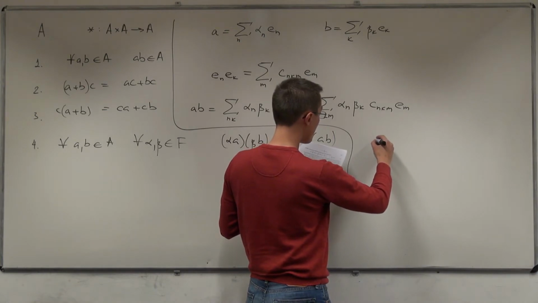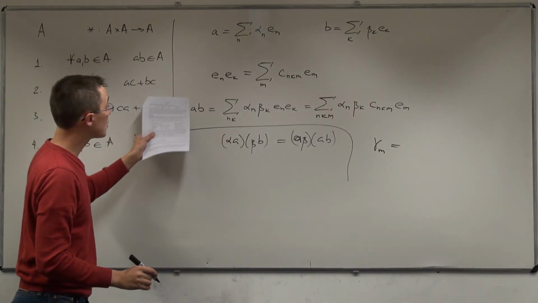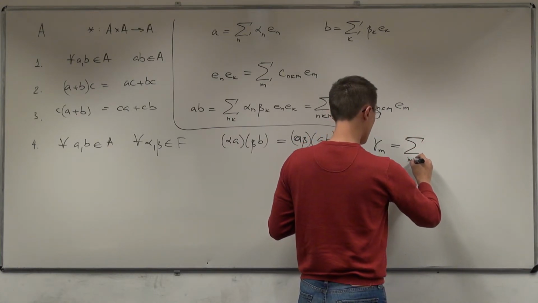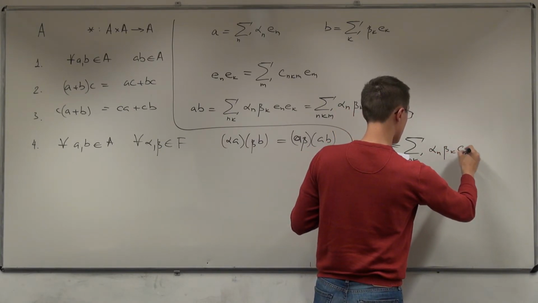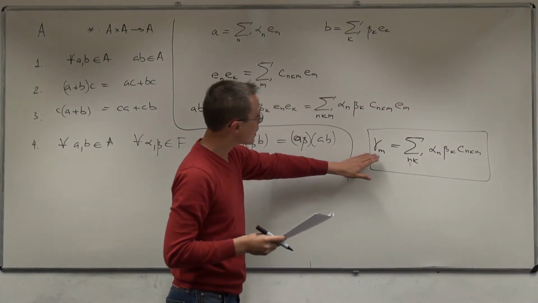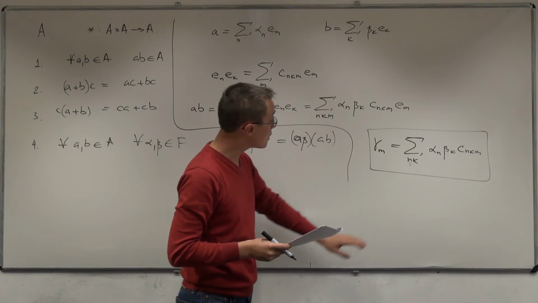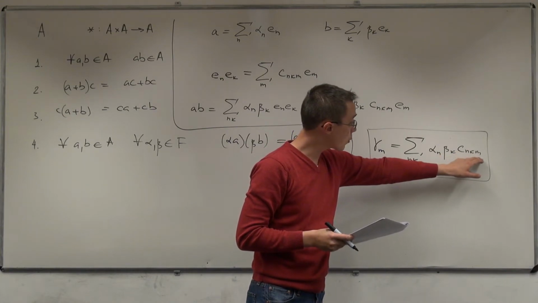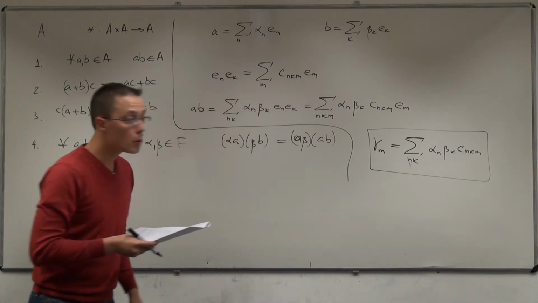So in other words, if we look at gamma m, the coefficients of our AB, then they are equal to a sum over n, k of alpha n, beta k, c n k m. You see, the expansion coefficient of a product of any two elements is determined by the expansion coefficients of those elements, and also this array of numbers c n k m. This is a very important array, and they are called structure constants.